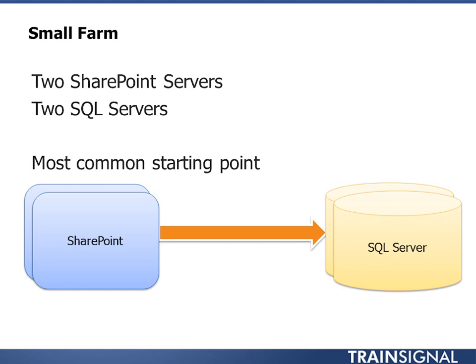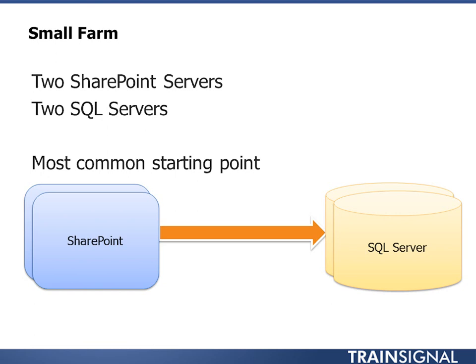The next scenario is a small farm. Two SharePoint servers, two SQL servers doing Always On, mirroring, clustering, or otherwise behind the scenes. This is your most common starting point because it gives me my high availability, and for most small to medium-sized organizations, this will give me a great starting point as far as performance goes.